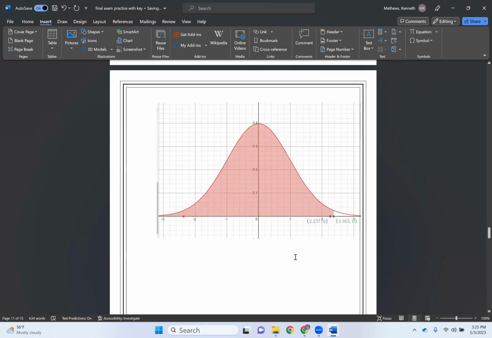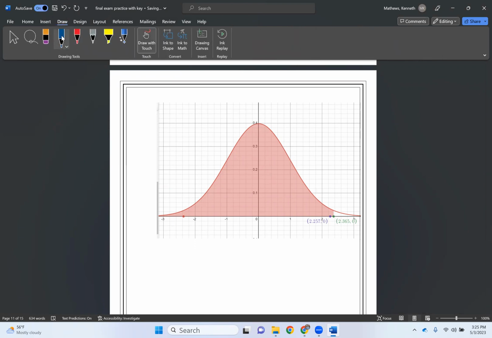Okay, so here's our graph. And we see that our critical point is 2.365, and our test statistic t is equal to 2.26. So now we're ready to define the rules. So we will reject the null hypothesis if t is greater than 2.365.